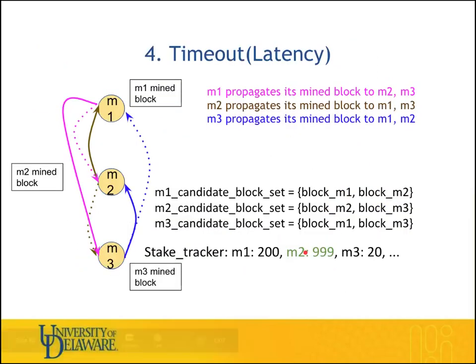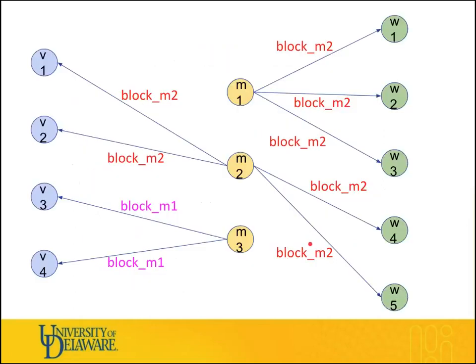The fourth possibility is the timeout caused by long transmission delay. Let's assume that those links in dashed lines are not very stable, and the propagated blocks along these 3 links took forever to arrive. So finally, these 3 miners end up with different candidate block sets, although they have the same stake tracker. They could still pick different blocks because of the candidate block set.